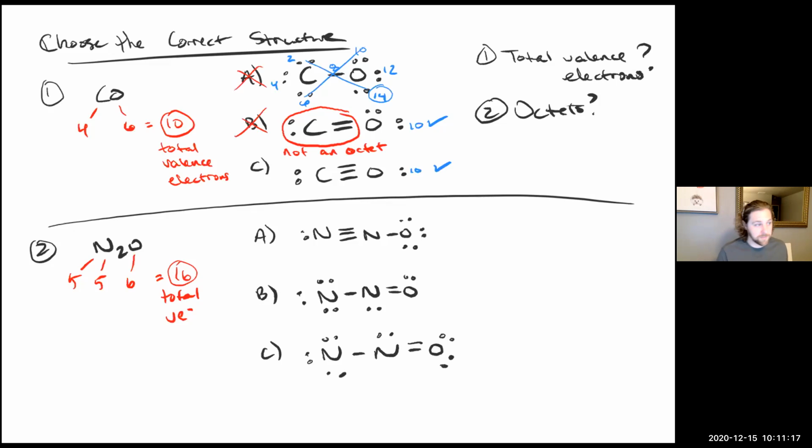So let's just double check choice C to see that C is correct. If I look at the carbon here, that's an octet. 6 from the triple bond and an extra 2 are on carbon. And if I go from oxygen's perspective, these are the electrons oxygen has access to, and that's also an octet. So both of them have an octet. So C is the correct structure for number 1.